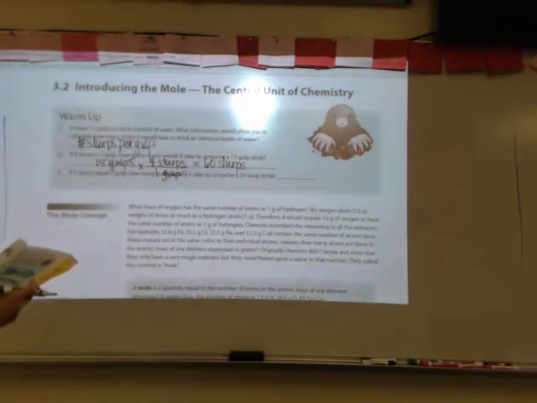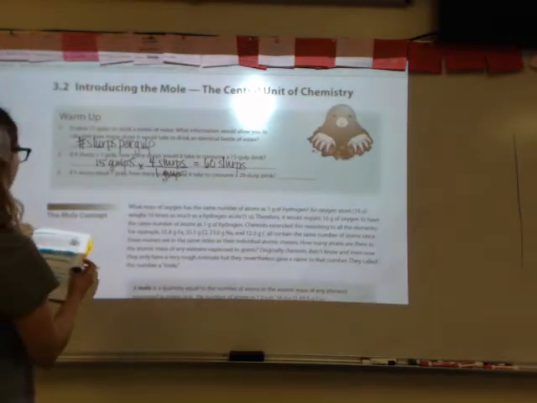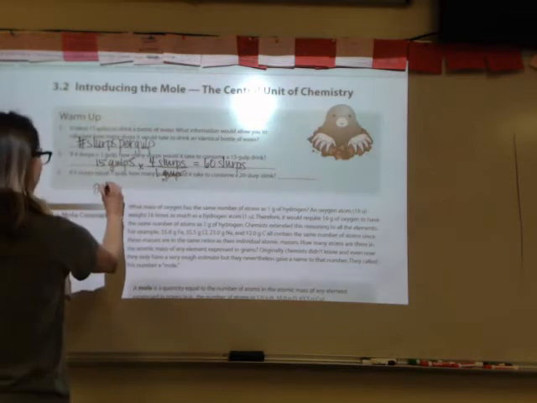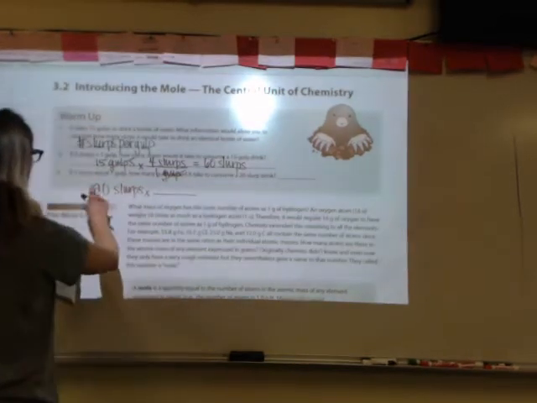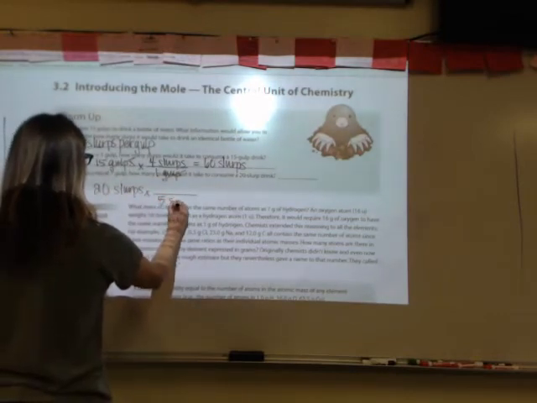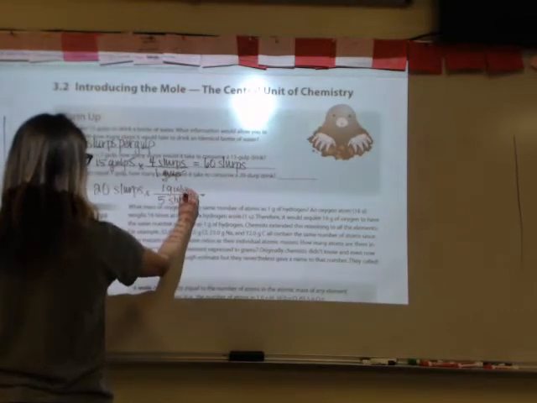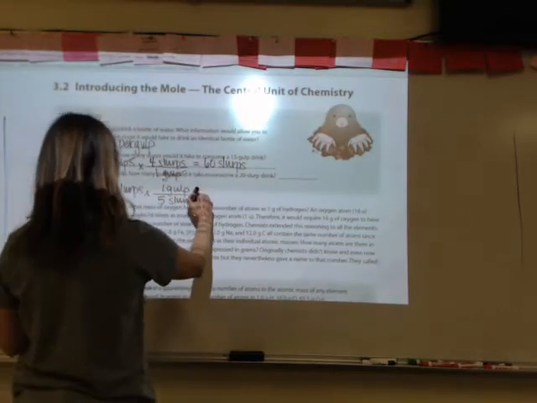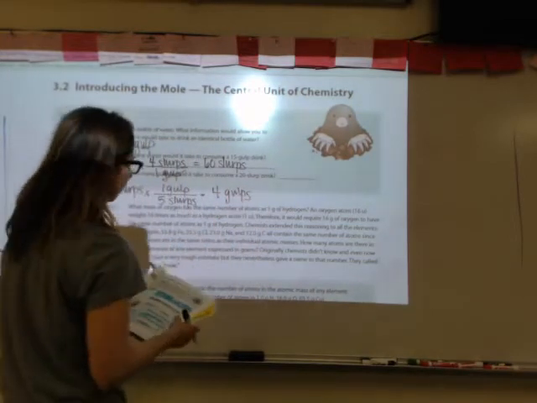Number 3, if 5 slurps equals a gulp, how many gulps would it take to consume a 20 slurp drink? Well, if we start out with 20 slurps and I rewrite 5 slurps equals 1 gulp as a fraction, I would put 5 slurps on the bottom and I would put 1 gulp on the top. So 20 times 1 over 5 would be 4 gulps.